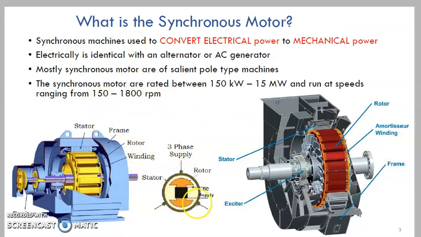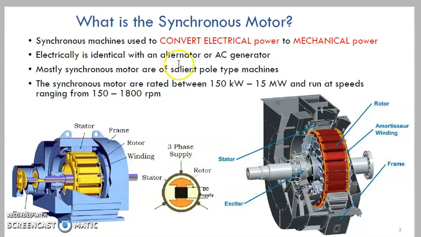In terms of construction, most will have amortisseur windings, or damper windings, to cater for the speed reduction. Later we will see the speed reduction due to adding load to the shaft.